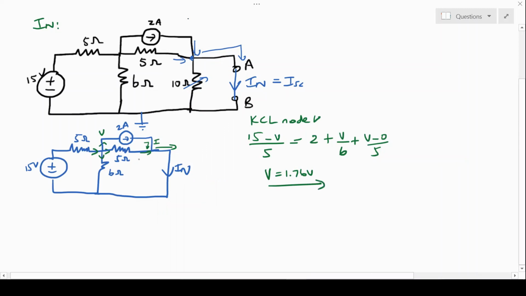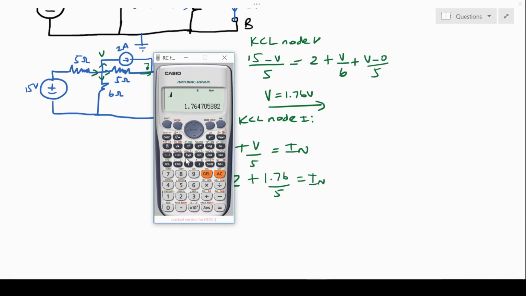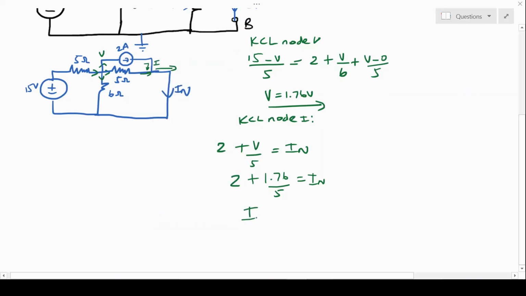Now how do we find In? We can do KCL at node I, where we're going to say 2 amps plus V minus 0 over 5 is going to give us In. So that's going to be 2 plus 1.76 divided by 5 should give us In. Right, and that gives us a final answer of 2.35 amps. So In is equals to 2.35 amps.